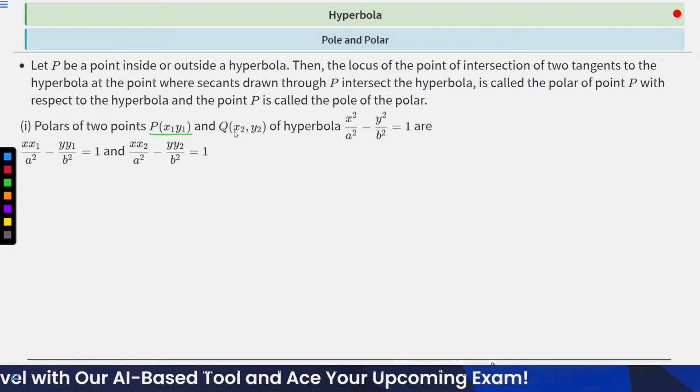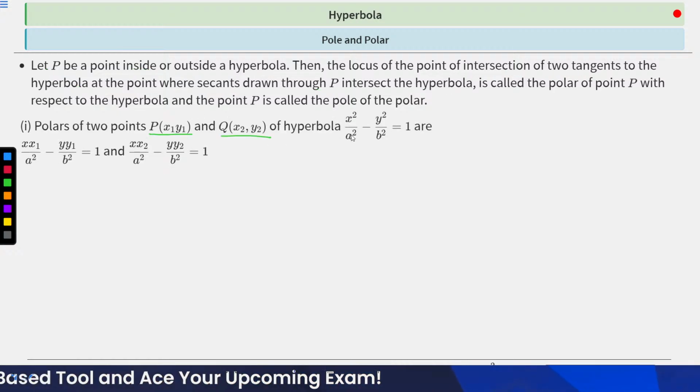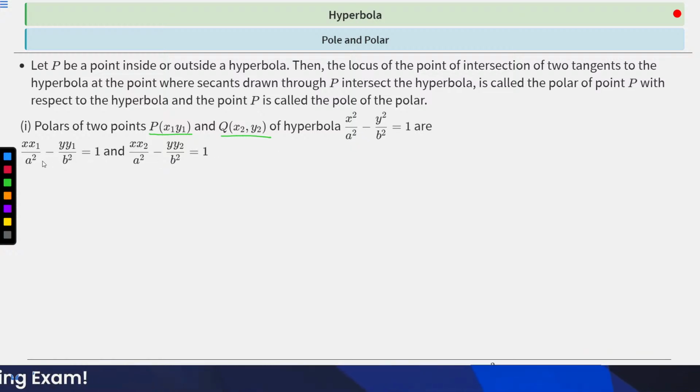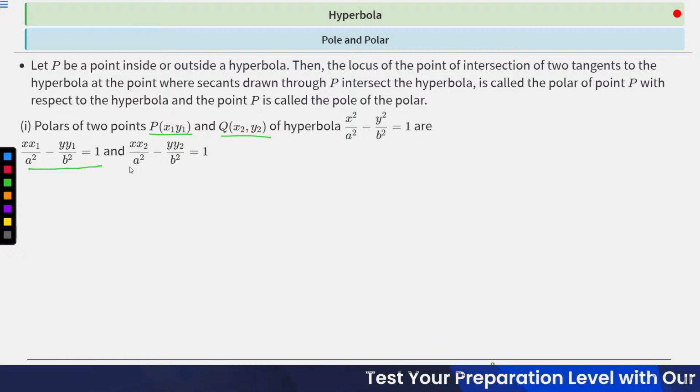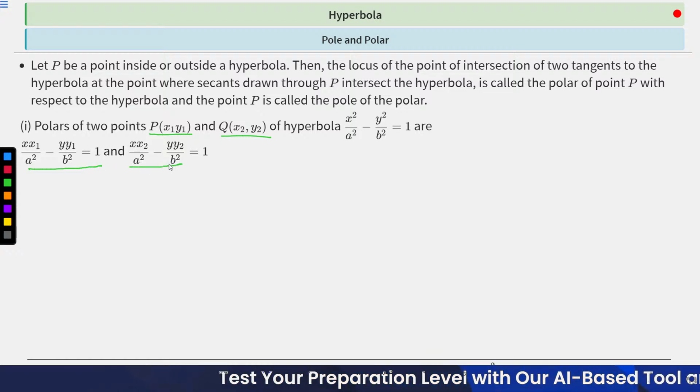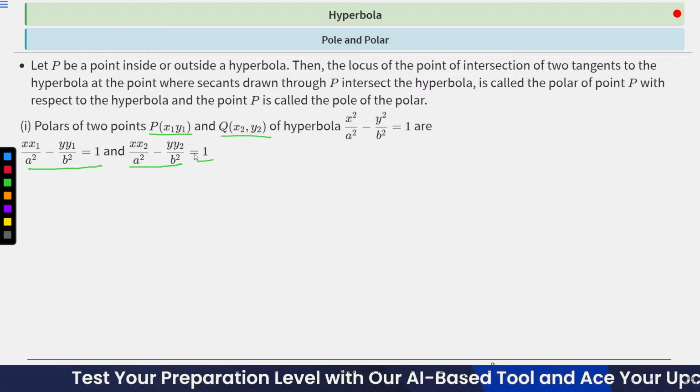Polars of 2 points P and Q of the hyperbola x squared by a squared minus y squared by b squared equals 1 are x1 x by a squared minus y1 y by b squared equals 1, and x2 x by a squared minus y2 y by b squared equals 1.